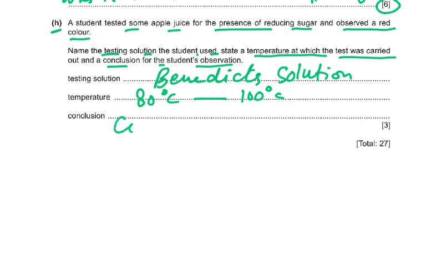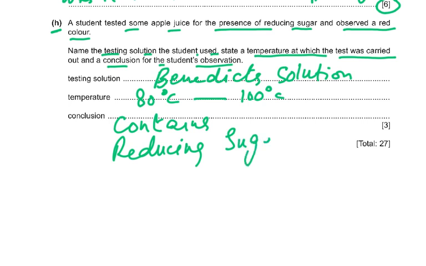Then the conclusion was that it contains reducing sugar. Now, what will a large number of students write? Just contains sugar. Well, that's wrong. Sugars are of two types, reducing sugar and non-reducing sugar. So you can't just say contains sugar. You had to be very clear and say reducing sugar. So this was the 3 marks: one for this, one for this, and one for this. So this was a total of 27 marks out of 40.